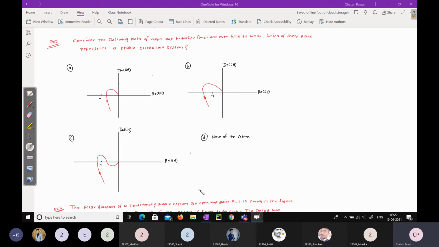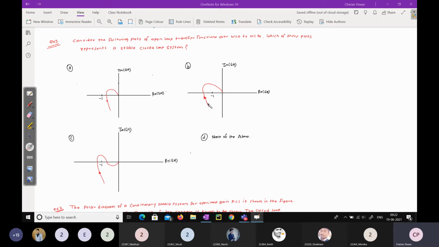The closed loop system should be the stable system. So which system is stable? Option A, correct. So here you can see, in option A, if you start walking over this polar plot, the -1, 0 point will be on the left hand side of you. So this plot is not enclosing this point. Okay, so the closed loop system for this particular plot will be the stable system.